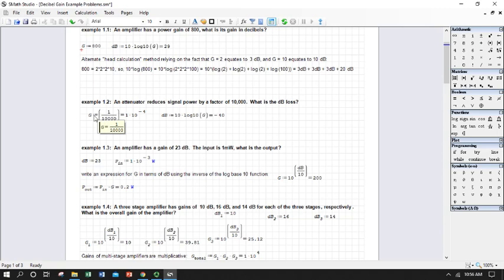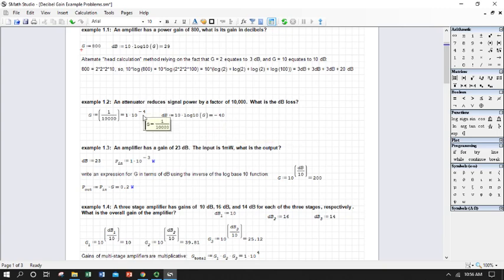We can say, okay, our ratio gain is going to be 1 over 10,000 because it's a loss. So our P out is 1, P in is 10,000. So this is 10 to the minus 4. We throw in 10 to the minus 4 for G, take the log base 10 of that, multiply by 10, and we get negative 40.